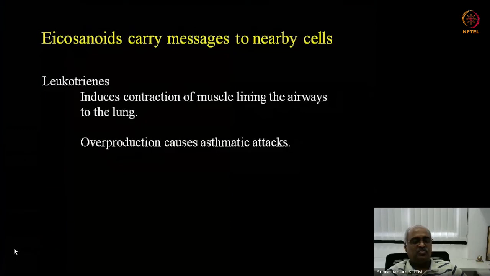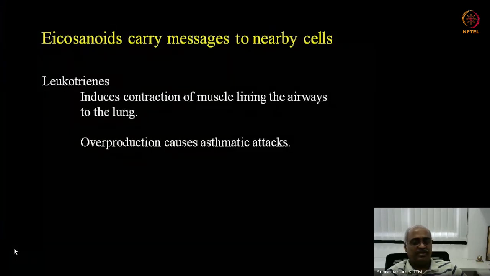So as a result, too much leukotriene means constriction of airways, and therefore you don't breathe well, and that is the cause for asthma. So some allergens like pollens can stimulate overproduction of leukotriene, and the overproduction of leukotriene leads to contraction of the airway muscles, the muscles that help in breathing. They are pushed to the contracted mode, and as a result, you are unable to breathe well, and that is what is an asthmatic attack. So the anti-inflammatory drugs focus on preventing production of these signaling molecules, and therefore these issues do not happen.